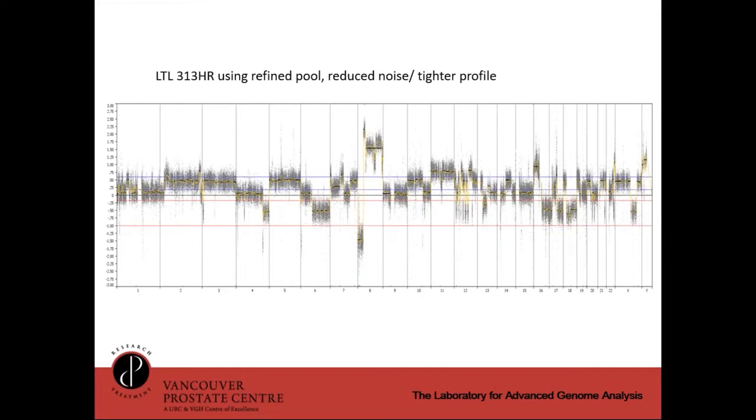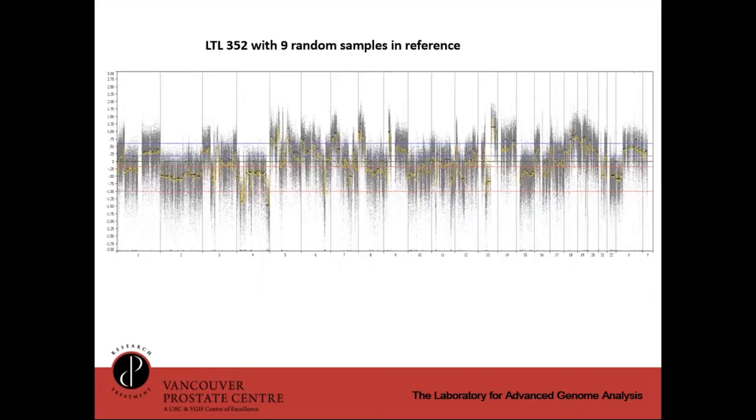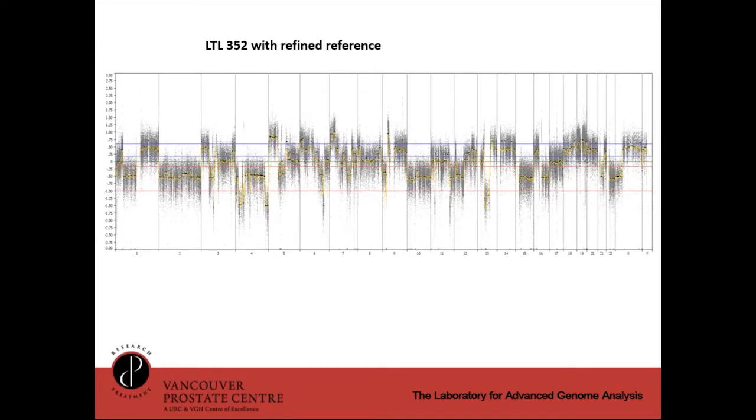With the tighter profile, you've got a greater chance of seeing the actual biological situation, but also being able to pick out more focal aberrations because you're getting less deviation from probe to probe. So another example is 352 that we looked at before. This is with a pool of 9 randoms, and now with my refined guys, much tighter. So quite happy with this. So there, I played around with the pool a bit, and I jumped ahead to show you basically once I'd refined those 3 guys, and yeah, I'm actually quite happy with this.